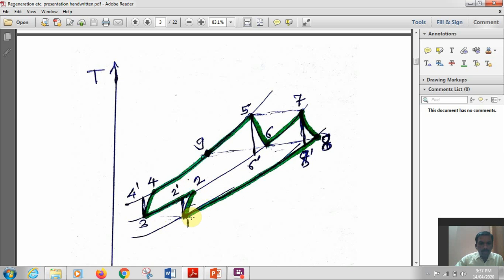P1 is given already as 1 bar, so P2 by P1 is known to you. Gamma is 1.4, so P2 by P1 raised to gamma minus 1 upon gamma is already known to you. Then T2 dash is unknown, divided by T1 which is known to you. You will be able to calculate T2 dash. Clear? So ideal temperature everywhere.